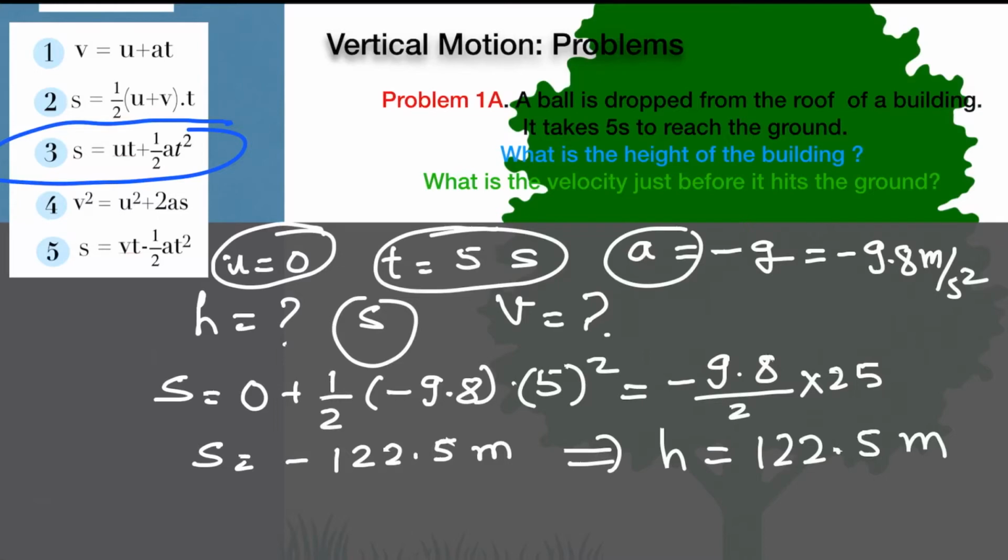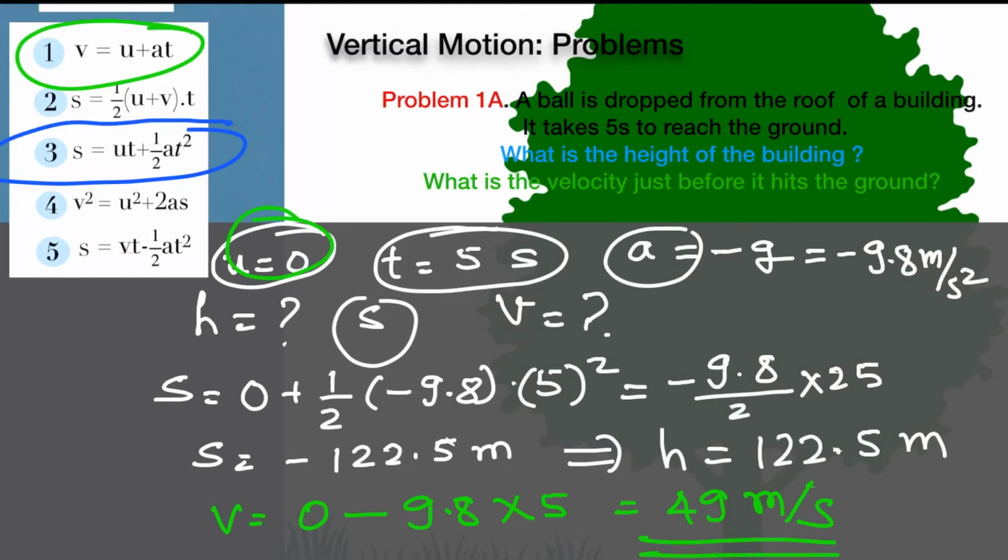The second part of the problem is to find out the final velocity, right? To find the final velocity, we now have 4 parameters: u, t, a, and s. So we can find the final velocity using different equations. If we use the first equation, v equals u, which is 0, minus a, which is minus 9.8 meter per second square, multiplied by time, which is 5 seconds. So this becomes 49 meters per second.